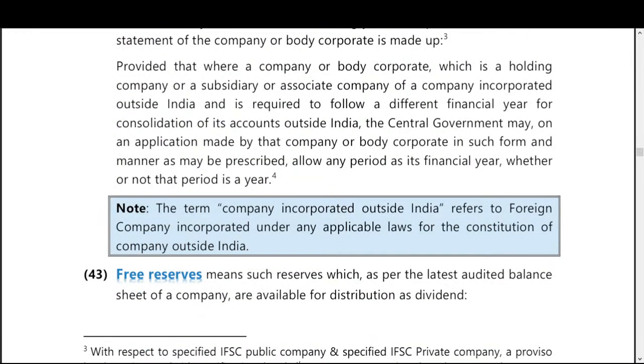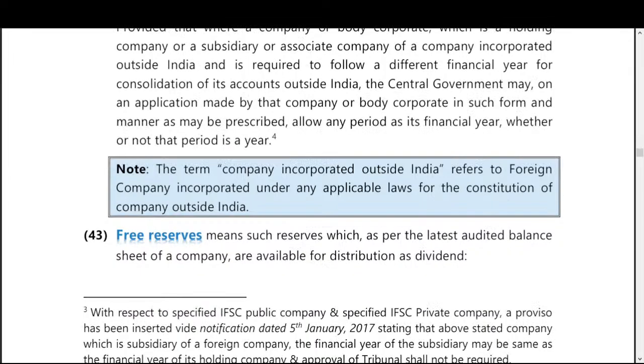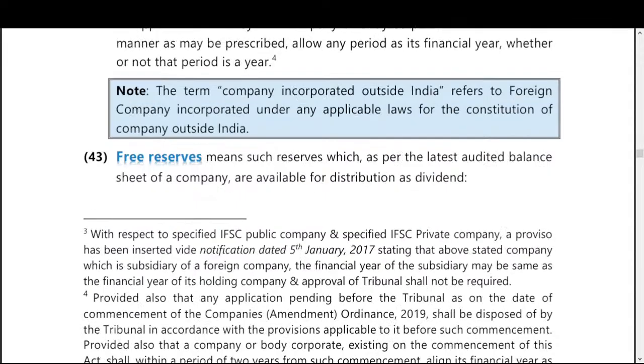The term company incorporated outside India refers to a foreign company incorporated under any applicable laws for the constitution of companies outside India. Okay. Free reserves means such reserves which, as per the latest audited balance sheet of a company, are available for distribution as dividend. Okay.